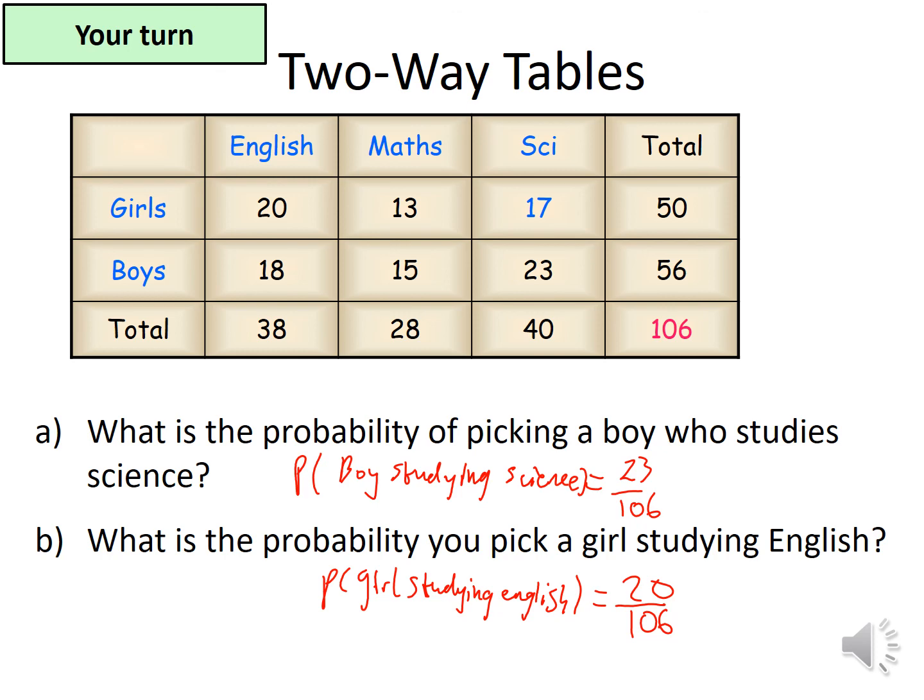You need to find the highest common factor. In fact, what I would do is divide top and bottom by 2, and that'll give us 10 over 53. We cannot simplify that any further. That's 10 over 53.